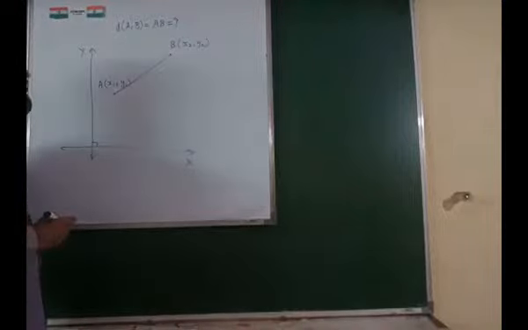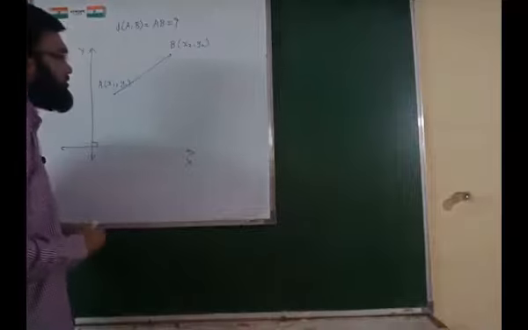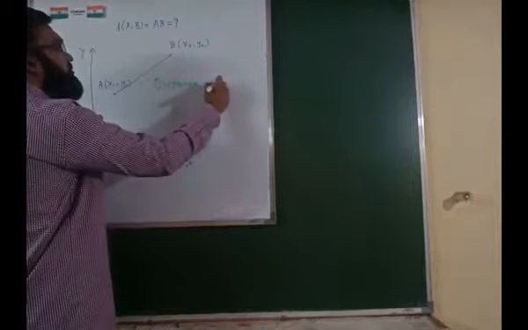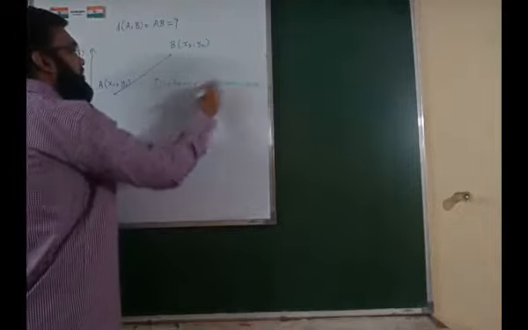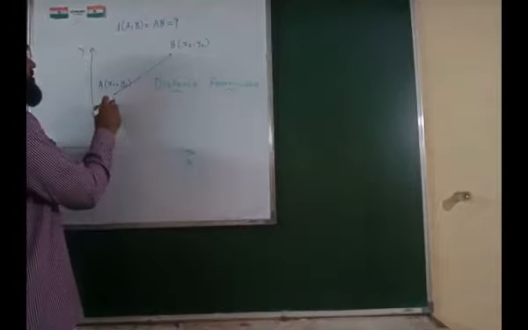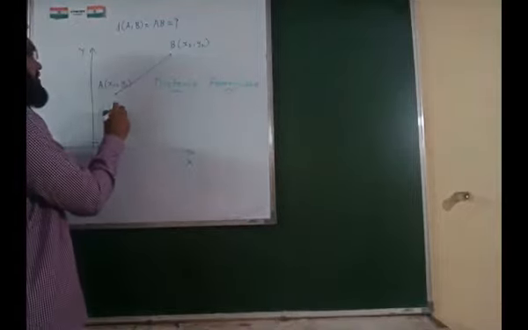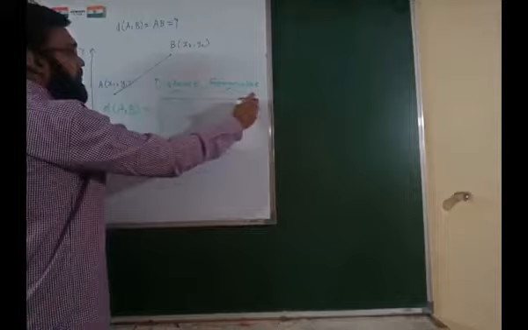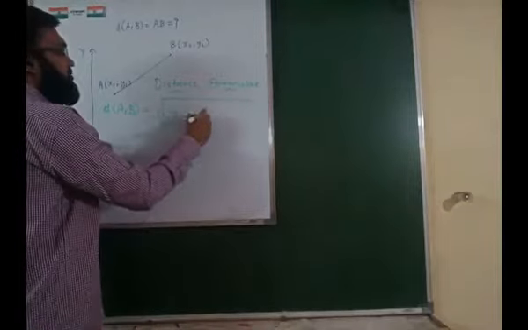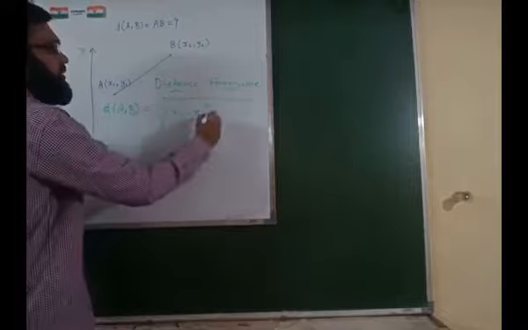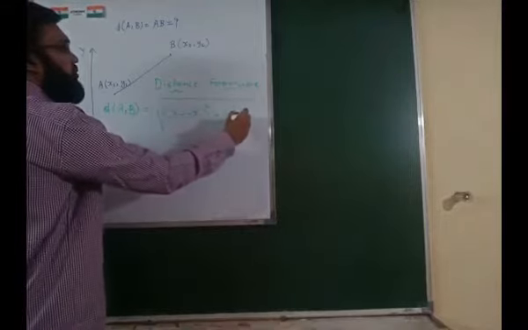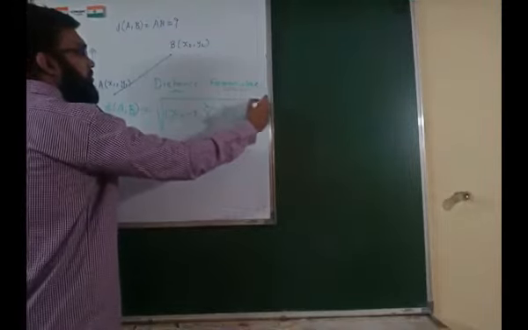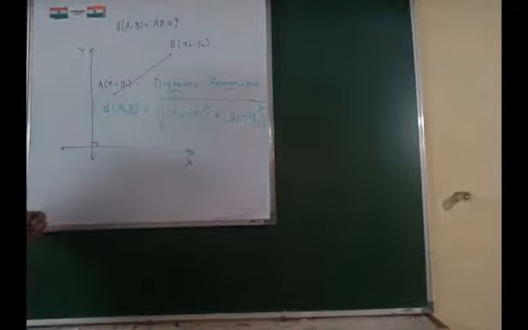So what is the formula? It is a very simple formula, which is called the distance formula. What does the distance formula state? Distance A comma B equals under root of x2 minus x1 the whole square plus y2 minus y1 the whole square. So this is what is called a distance formula.